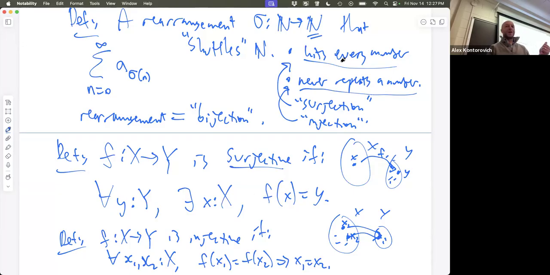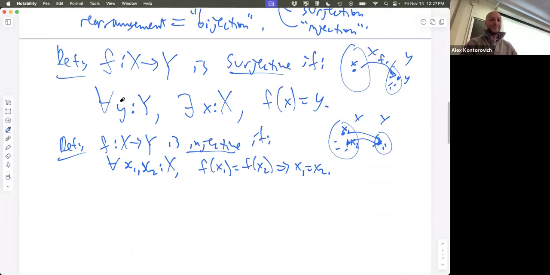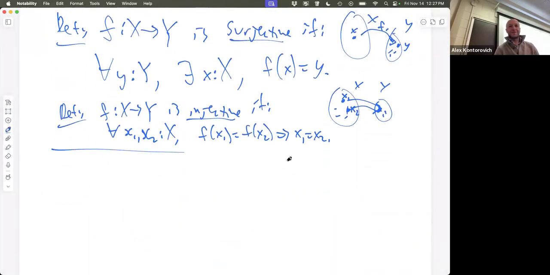If you both hit every number and never repeat a number, then all you're doing is reshuffling the elements of X and Y. Okay, that's called a bijection. Mathematically, something that's injective and surjective is bijective, in both directions. And we'll call that a rearrangement. Okay, so now let's give a formal statement of theorem 1.